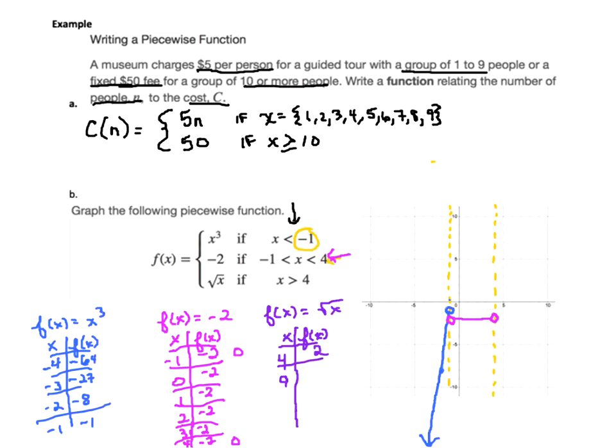So when I take the square root, I get an integer. Square root of 4 is 2. Square root of 9 is 3. So at 4, 2, I have an open circle. And then I also have the point 9, 3. So this zooms off like this into positive infinity. That's how you graph a piecewise function. You literally graph it in chunks like that.